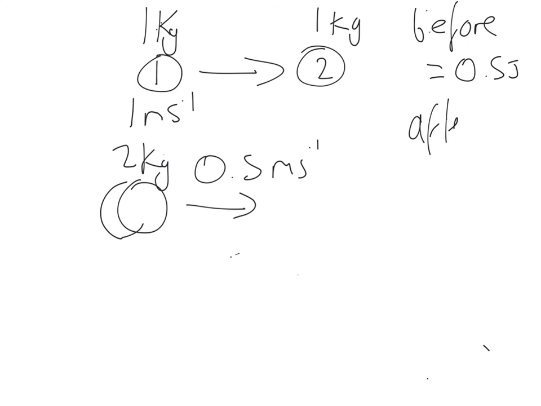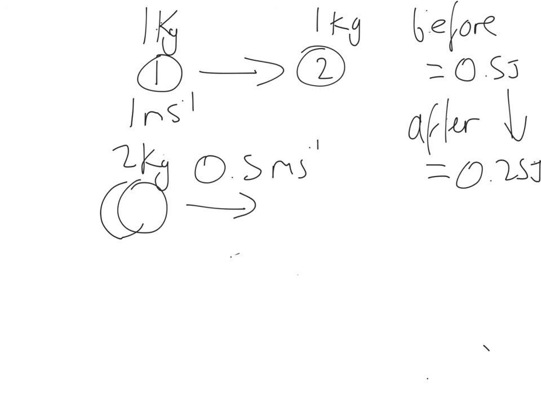So after, let's have a look at this after. If we do a half mv squared of that, so if we do 0.5 squared on our calculators, and then times that by half of 2, which is 1, then we get 0.25. Obviously those two balls are travelling together, so that is all the kinetic energy that there is in the system, and as you'll notice, the kinetic energy has dropped.